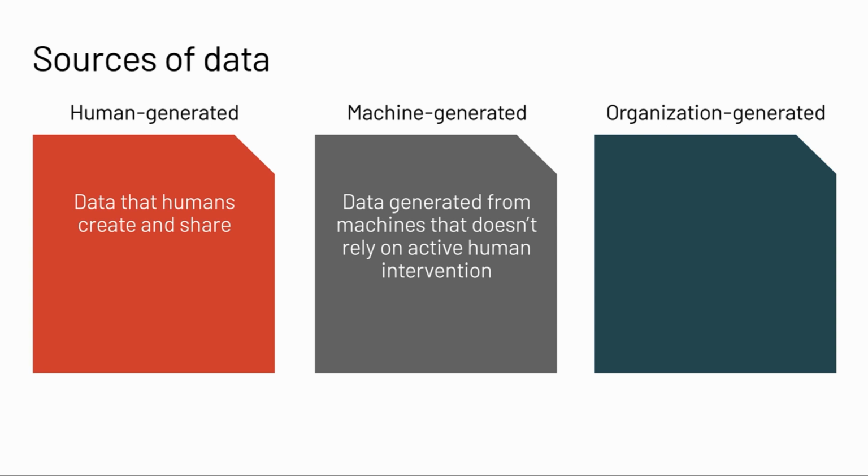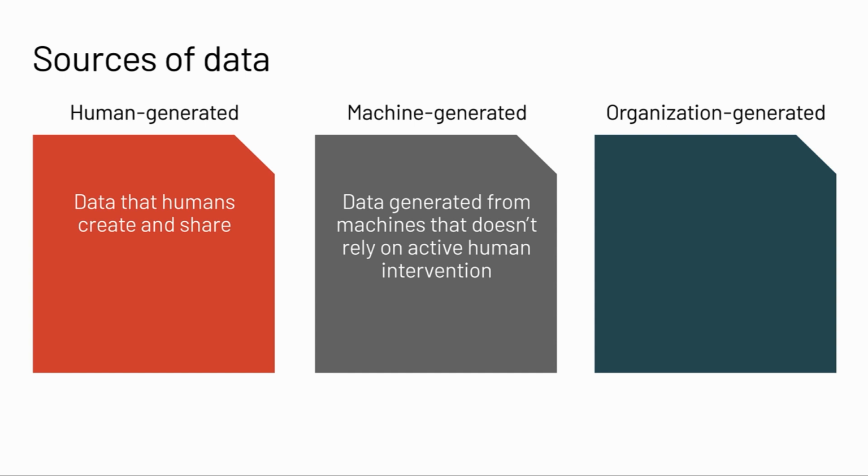Then we have machine-generated data. That is data coming from machines that don't rely on active human intervention. So some examples of machine-generated data sources could be sensors on vehicles, sensors on appliances or industrial machinery. What about security cameras, satellites, medical devices, personal tools such as smartphone apps or fitness trackers?